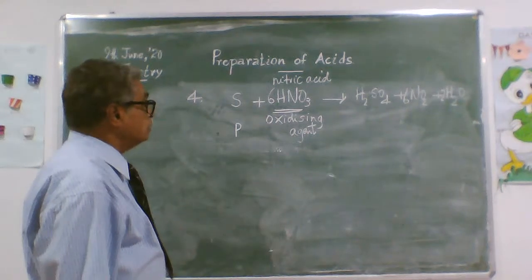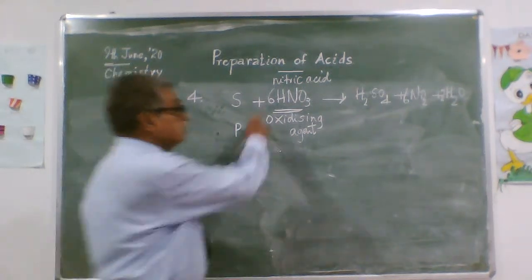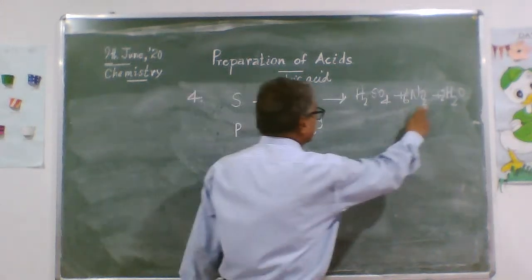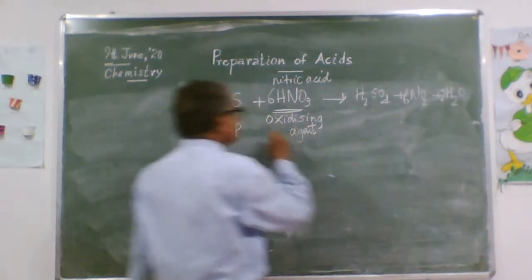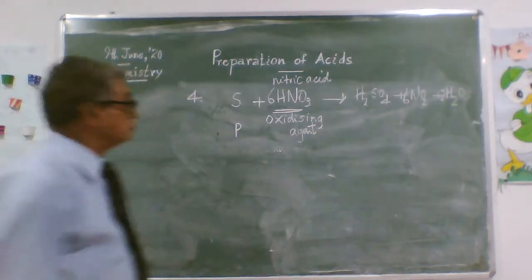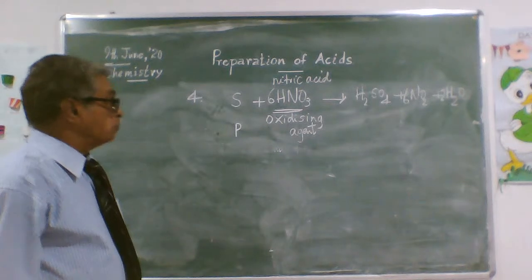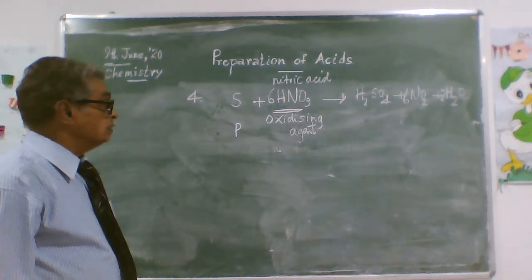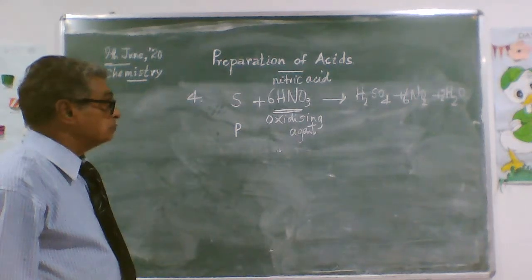And you require the hydrogen is balanced. Similarly, nitrogen is balanced. Sulfuric acid, all are balanced in this case. So check out: S plus 6HNO3 gives H2SO4.